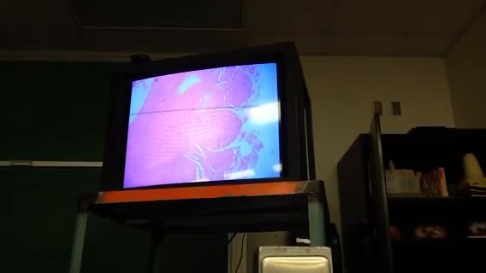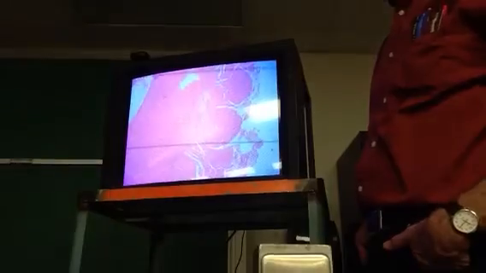Here's our submucosa. This is the submucosa, areolar connective tissue. A lot of blood vessels in it. Here's muscularis. There's our muscularis. But it looks like Peyer's patches is in the submucosa.